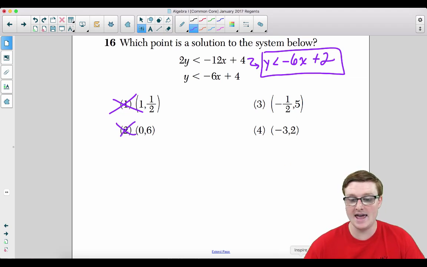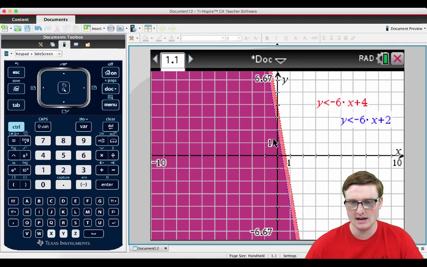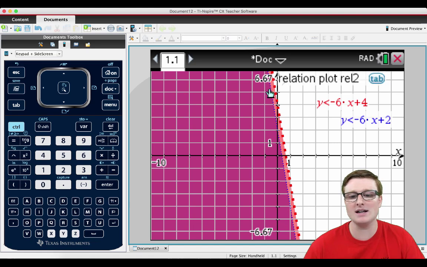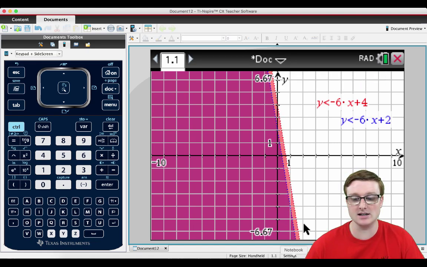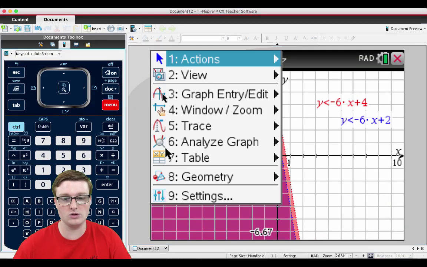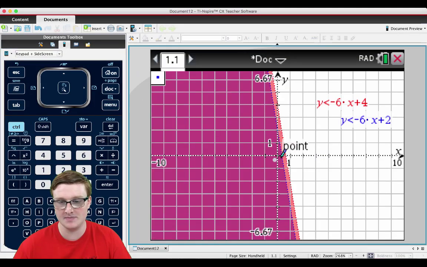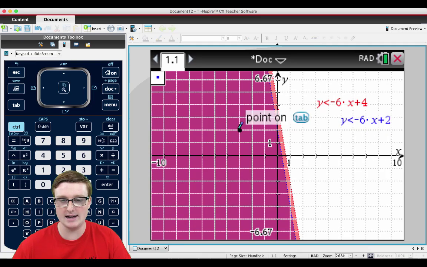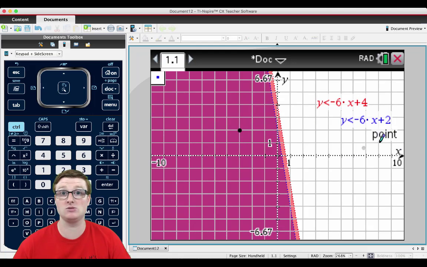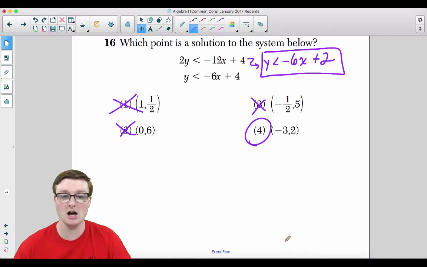Then we get negative 1/2, comma 5. 1, 2, 3, 4, 5. Ladies and gentlemen, that does intersect the blue line. It is on the blue line, but it's dotted, so that's not a solution because it doesn't satisfy that inequality. So your answer is going to be choice 4, negative 3, comma 2. And if I were to show you using menu, geometry, points and lines, point, negative 3, 2. That, ladies and gentlemen, is the point right there in the black that you see hovering right over there. That perfectly lies in the solution set. All right, that's number 16.